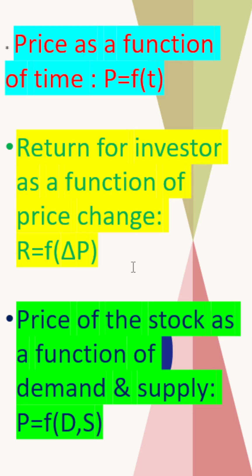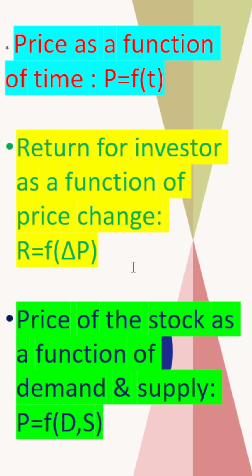Firstly, let us see price as a function of time. P is equal to f of t, function of t. Similarly, return for investor as a function of price change. As just mentioned, the price change in the stock is directly proportional to the return for the investors. So this can be expressed as R equals f of delta P. This delta P is the change in price.